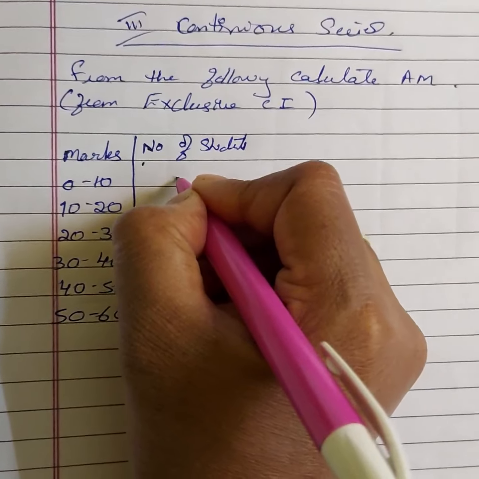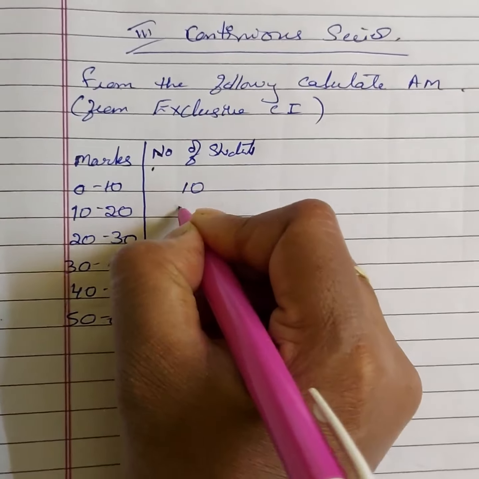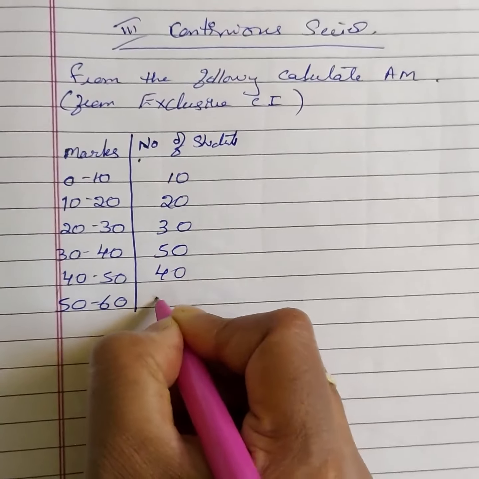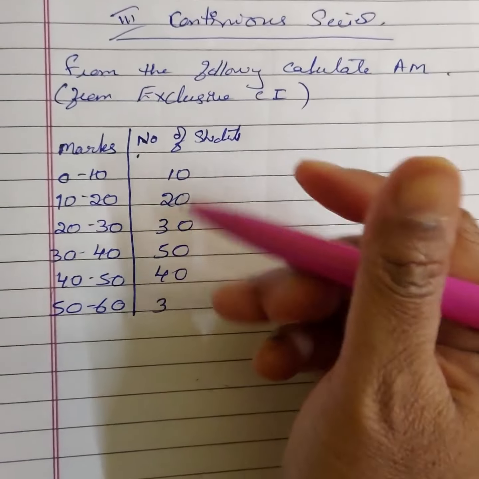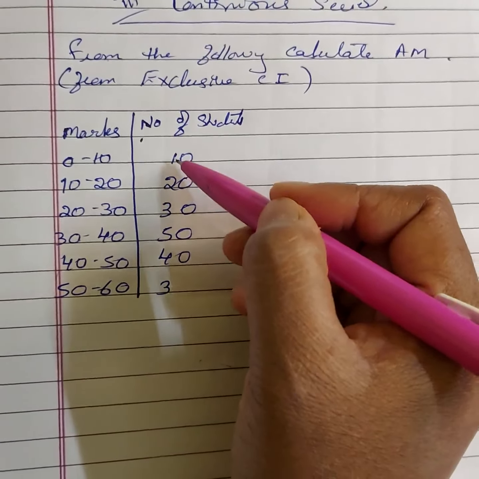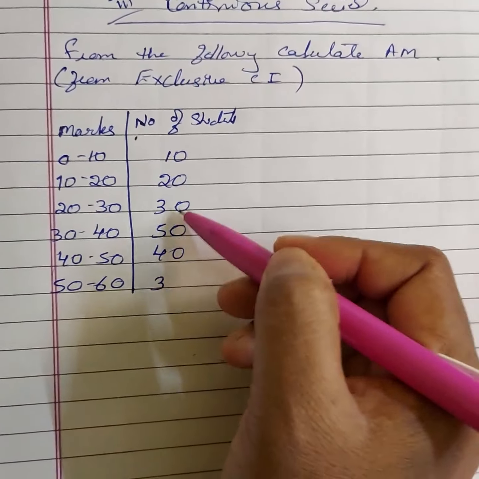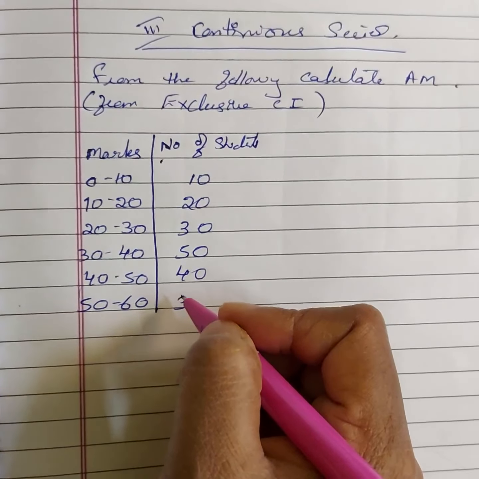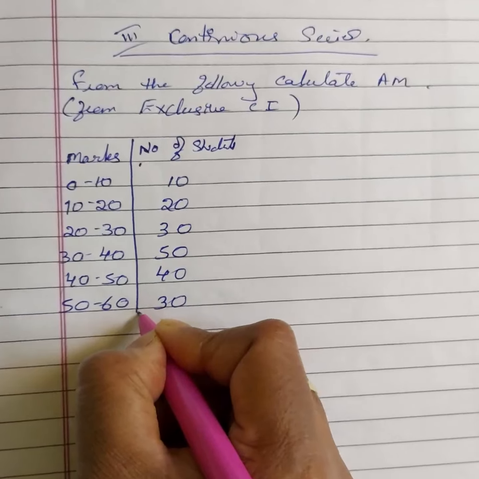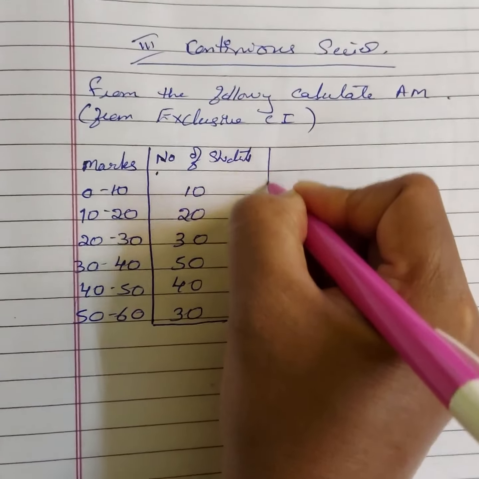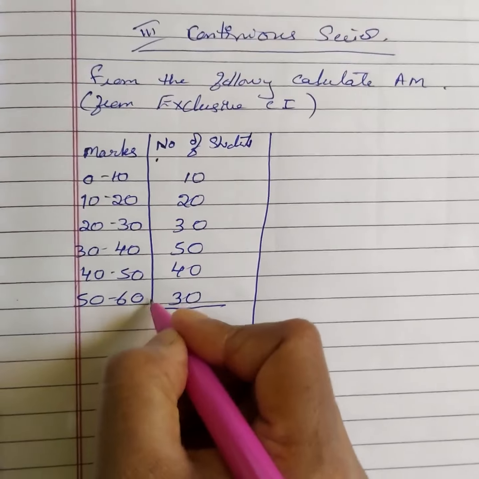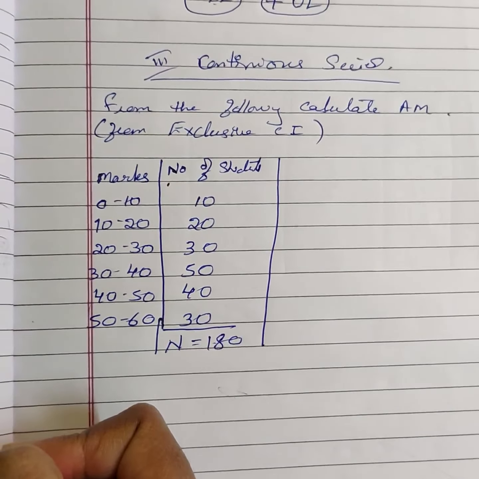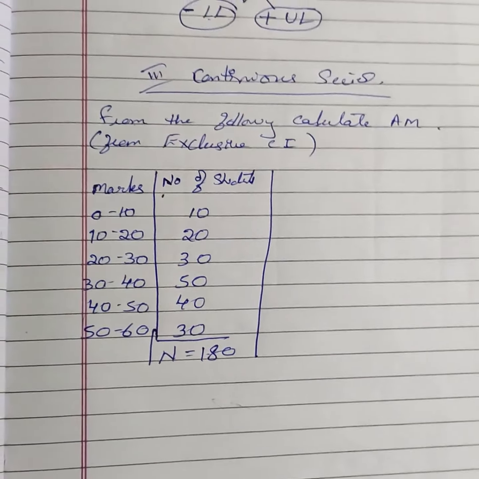Okay, since it is exclusive class intervals, number of students, let it be 10, 20, 30, 50, 40, 30. I'm just taking multiples of 10 so that it is easy for calculations, and in exam don't always expect such easy problems. So the total, just total it up. So n would be 180. Okay, so this is your question.